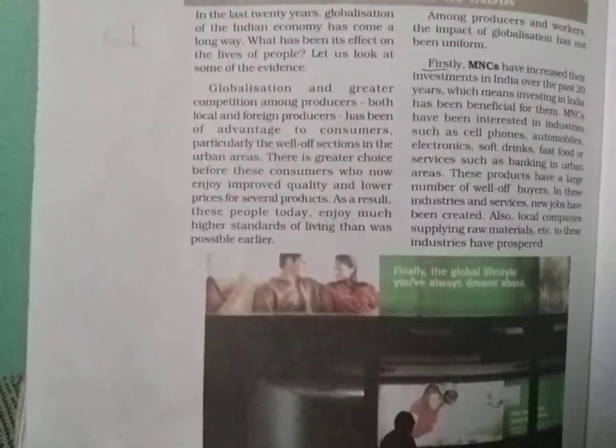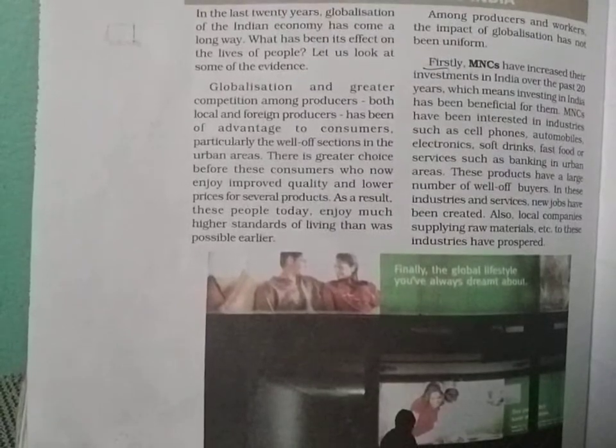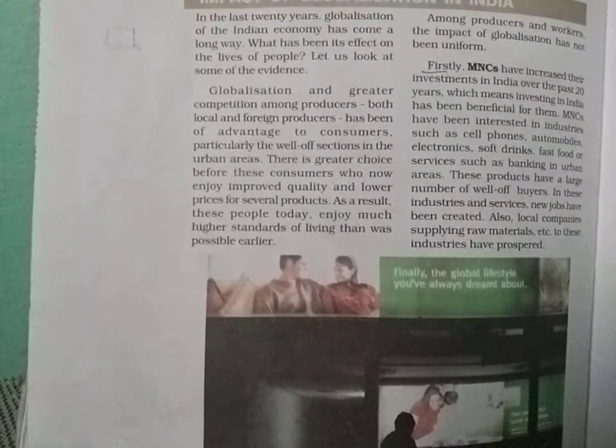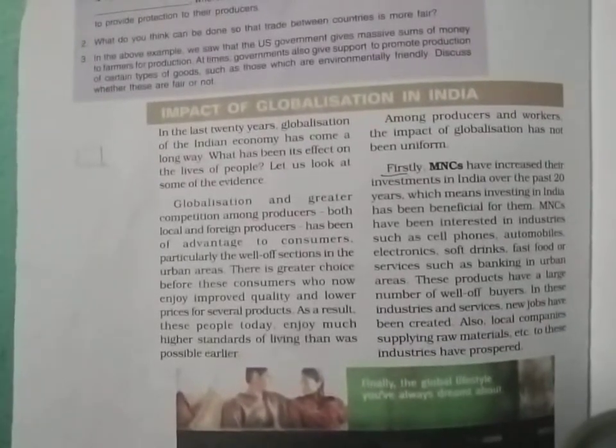Globalization and the greater competition among the producers, both local and foreign producers, has been of advantage to the consumers, particularly the well-off sections in the urban areas.